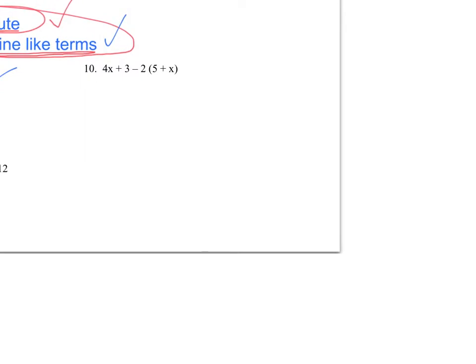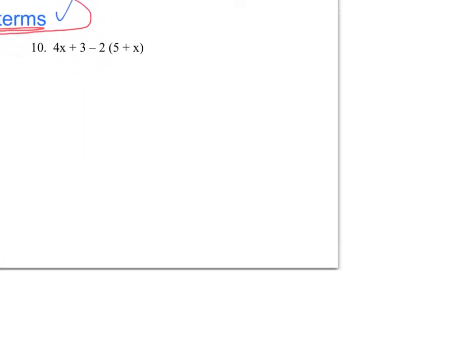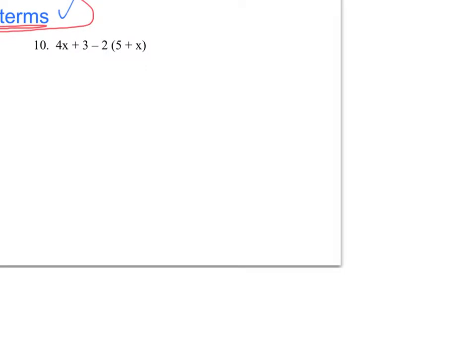Let's kind of focus in on number 10. Now it looks like I have a lot more terms here. But what stands out again is this 5 plus x. I can't add them because they're not like terms, so what I distribute is this negative 2. Don't forget that negative before. Very important. So this 4x plus 3, I'm just going to bring those down. So 4x, I'm going to bring down this, plus 3. The negative 2, I'm distributing.